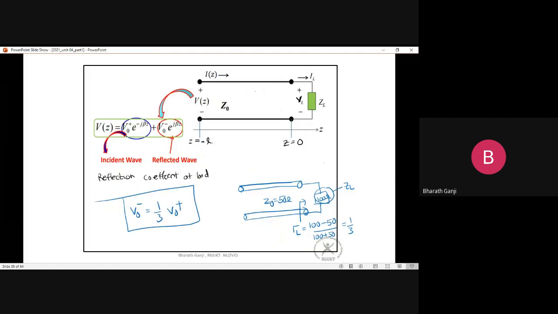Okay, so what are the other things we can get from this load centered analysis? And the line impedance. So let me calculate the line impedance here. So let me take back my transmission line again here. So here is my transmission line.